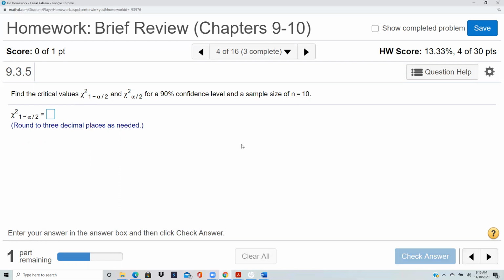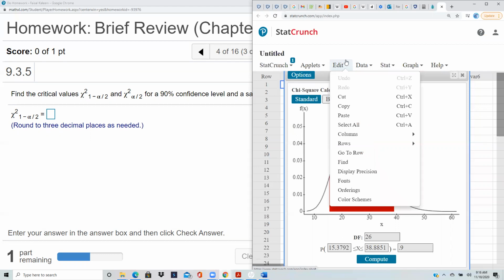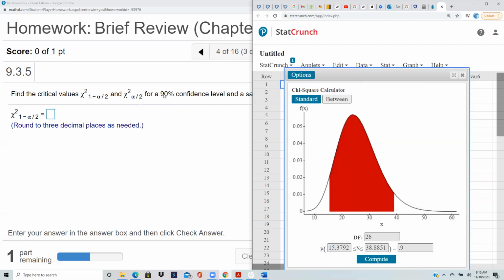It's a critical value, so we'll use the chi-square calculator. Right? So, and we'll go back to standard. Oh, do we go back to standard? Because now they don't give us alpha, they give us a confidence level. Now, when they give the confidence level, where does this go? This 90% confidence. Doesn't it go in the area box?